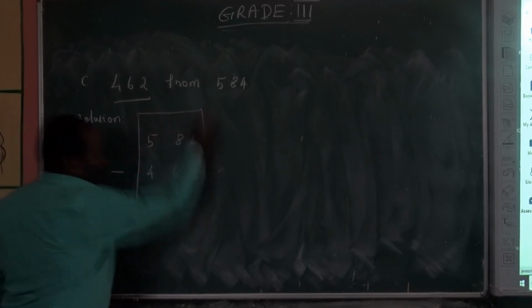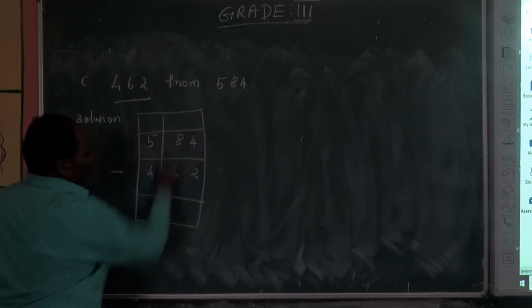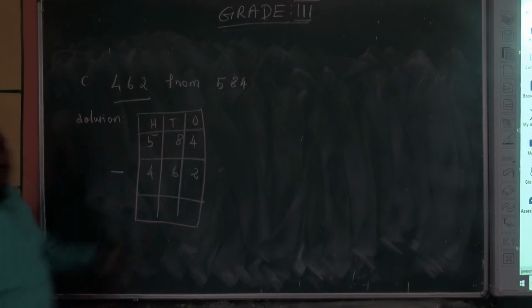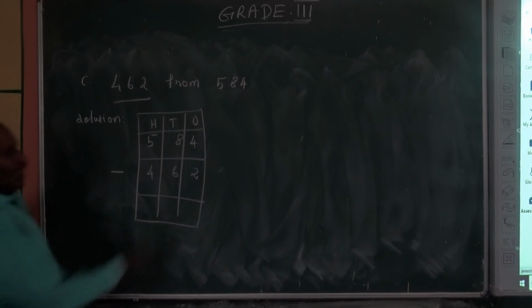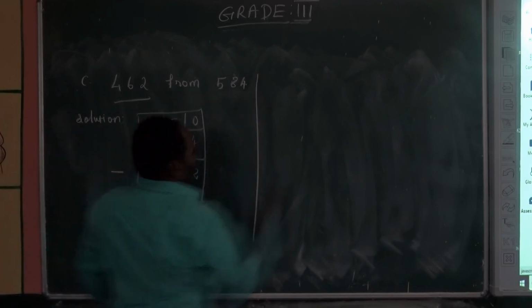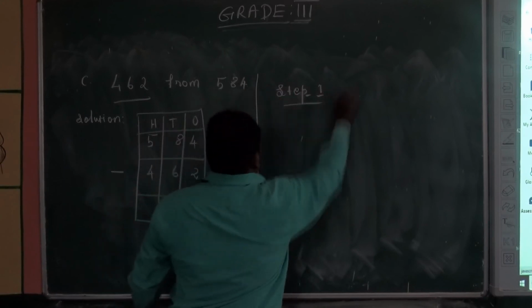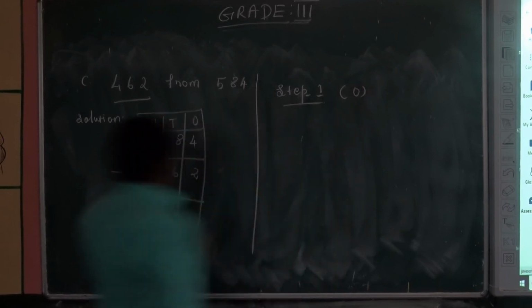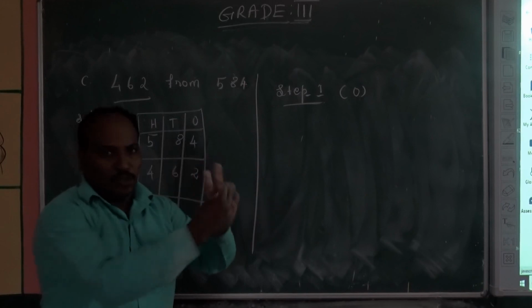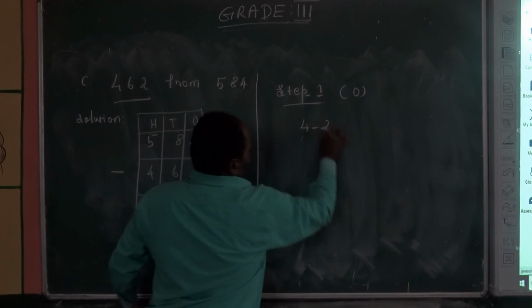Here are the place values: ones, tens and hundreds. First we subtract the ones place. 4 minus 2 means 2. 4 minus 2 is equal to 2.